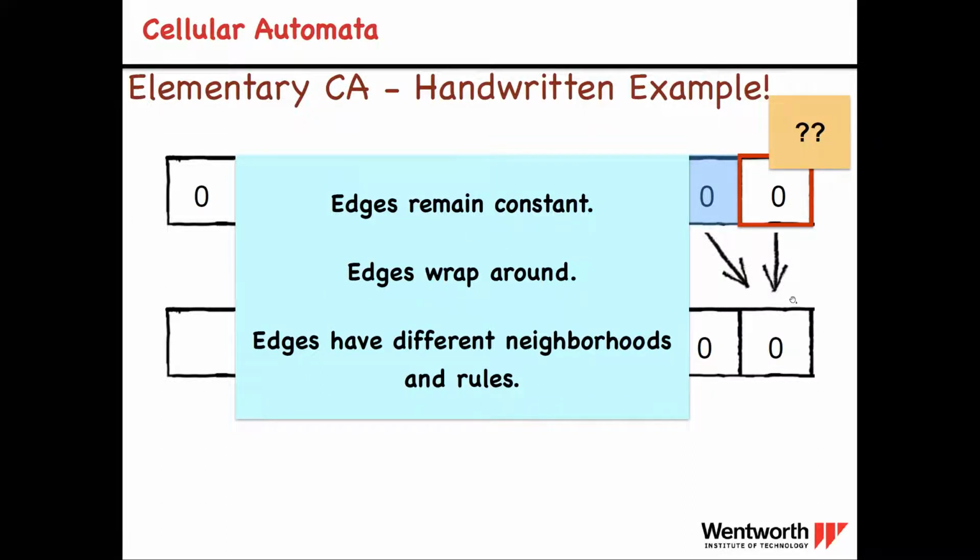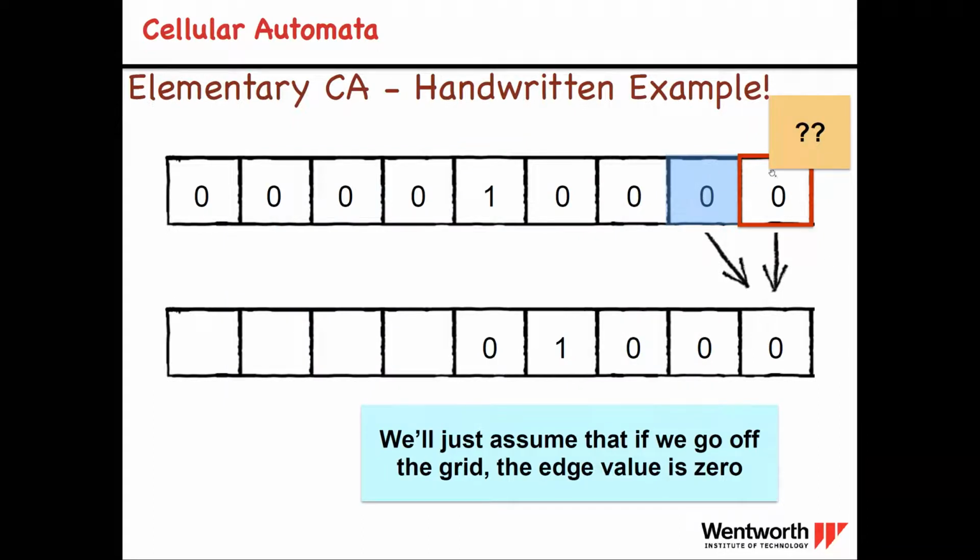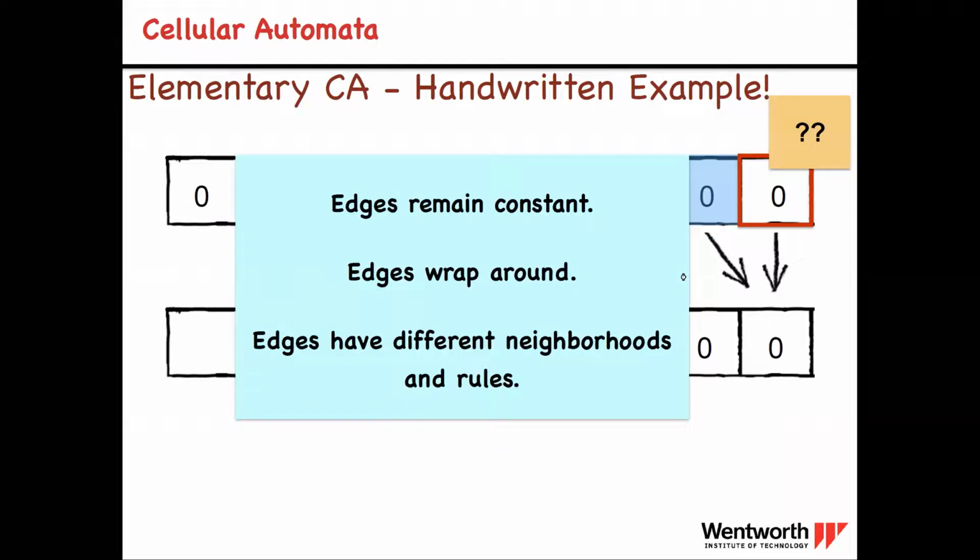Maybe the edges wrap around, right? So maybe instead of just going 0, 0, the one that's over here to the right, maybe we loop all the way over to the left and we look at that one. So you could wrap around. We could come up with different neighborhoods. Maybe we have a 2-cell neighborhood that we apply to the edges. So that's the idea of how you deal with the edge.